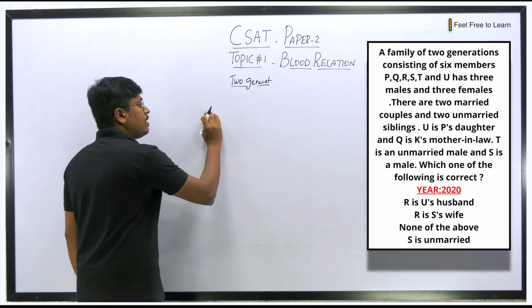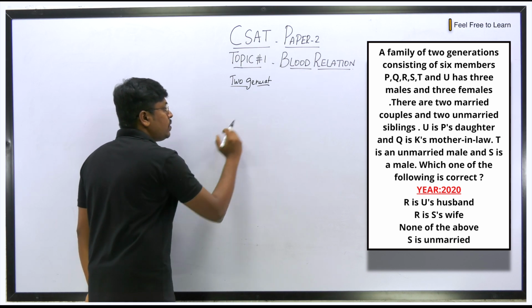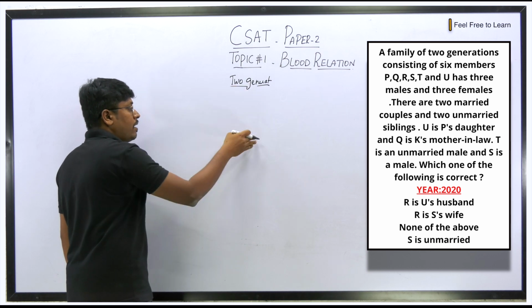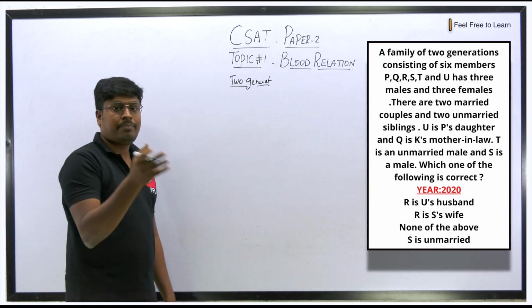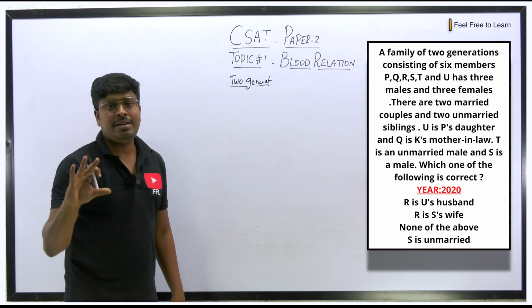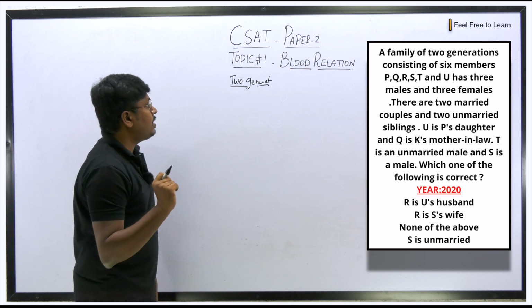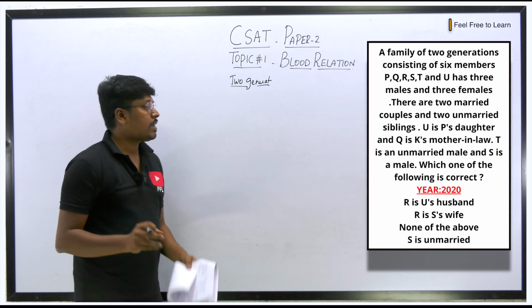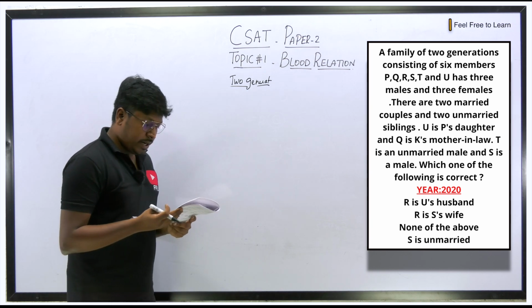Which means the family tree diagram should contain only 2 horizontal lines. Understood or not? The family tree should not go beyond 2 or it should not go below 2, because it's only a 2 generation family, right? So another important thing here is there are 2 married couples and there are 2 unmarried siblings. Understood? So let me move on to the first point.